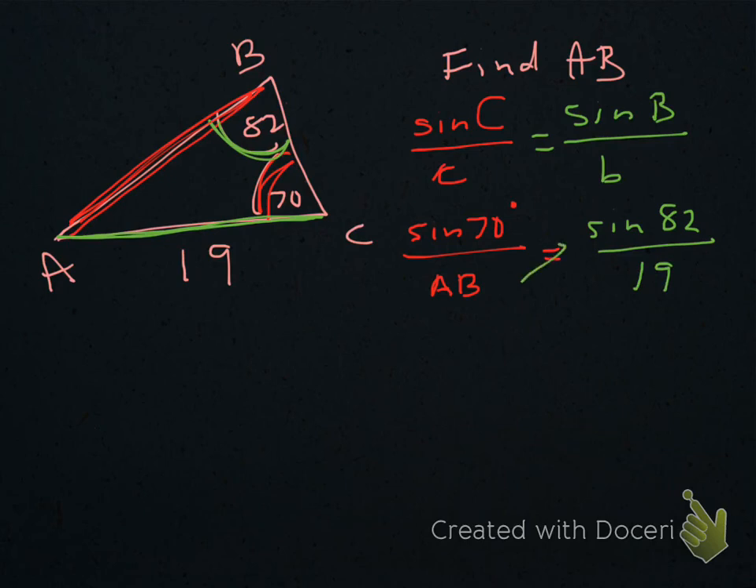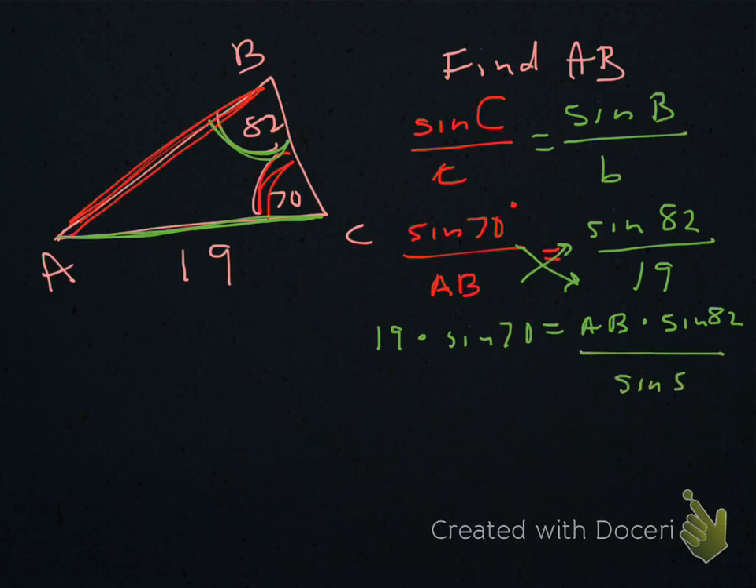Now we're going to cross multiply. So we get 19 times the sine of 70 equals AB times the sine of 82. We're trying to get AB by itself, so we divide by sine of 82 on both sides.